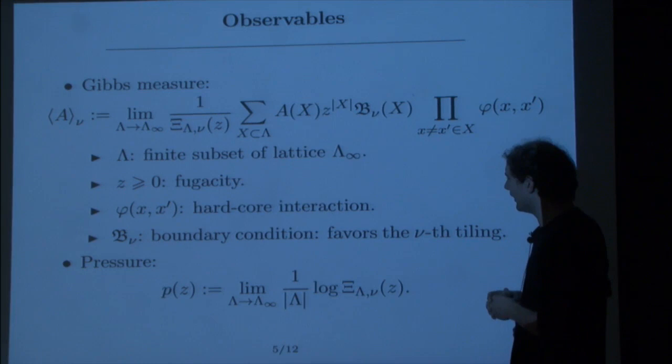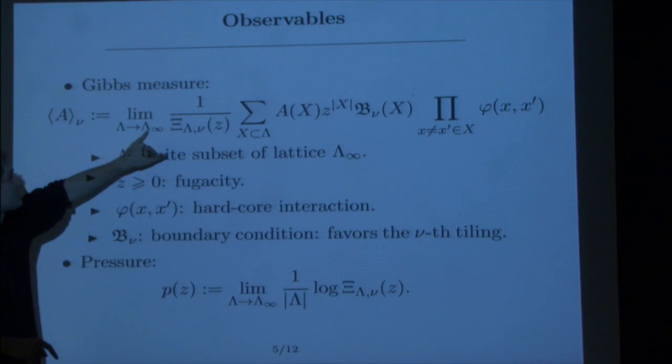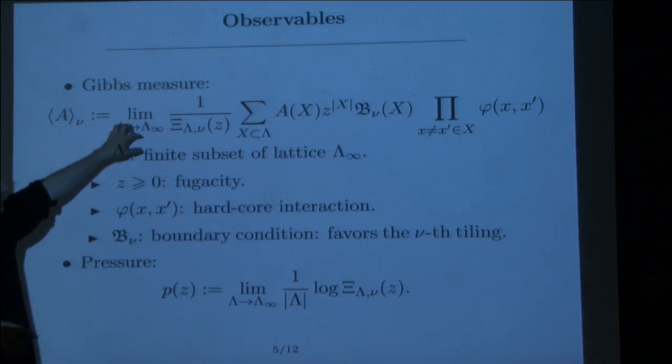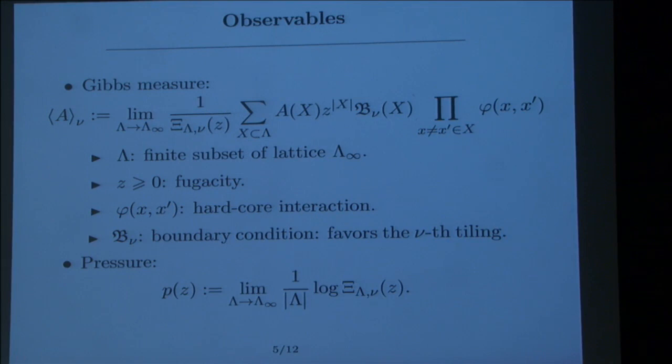And then I have 1 over xi, which is the normalization, the partition function, and then I take a thermodynamic limit, where the box lambda goes to lambda infinity, the full lattice. You can't take this limit in ridiculous ways. There are conditions on how you must take this limit. I won't really go into the details. And then we're interested here in the properties of the pressure.